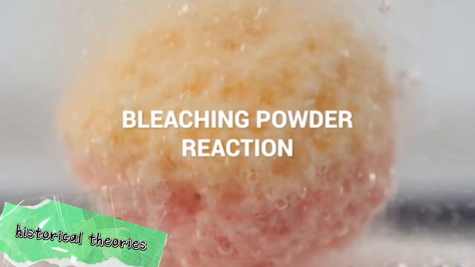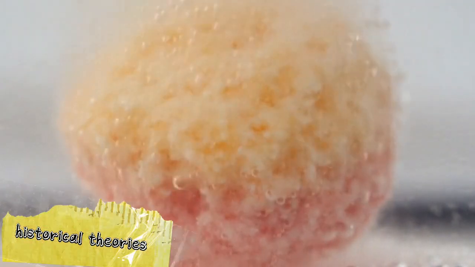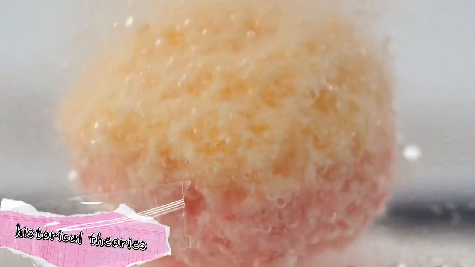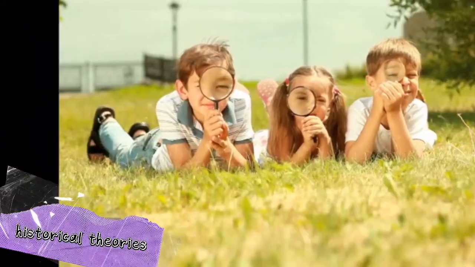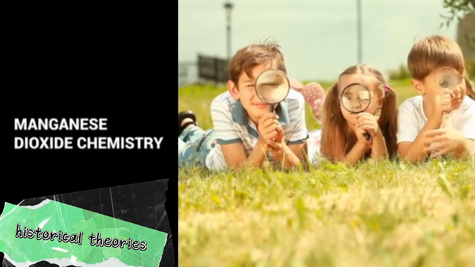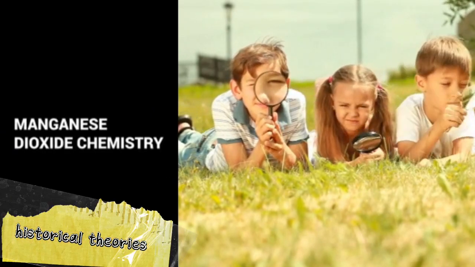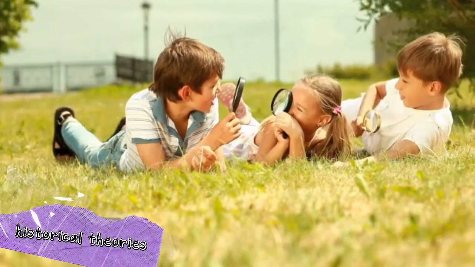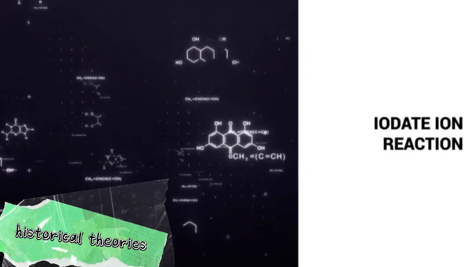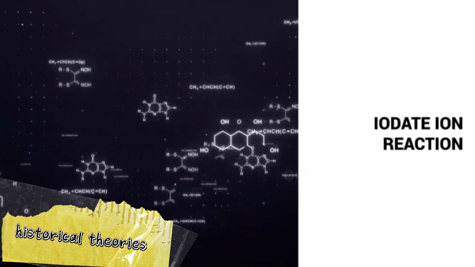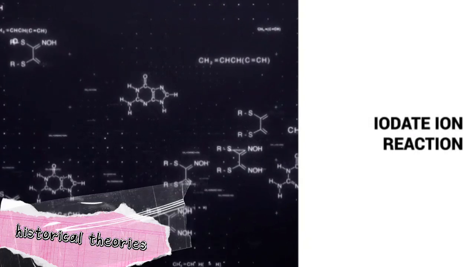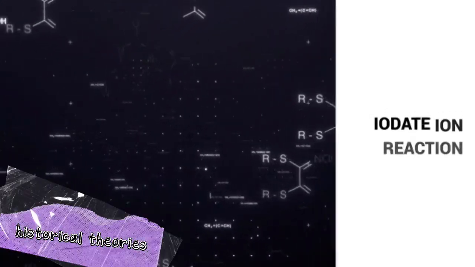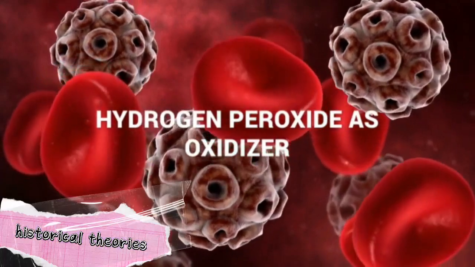8. CaOCl2, bleaching powder: CaOCl2 plus H2O plus 2KI gives Ca(OH)2 plus I2 plus 2KCl. 9. MnO2 plus 4HCl concentrated gives MnCl2 plus Cl2 plus 2H2O. 10. IO3-: IO3- plus 5I- plus 6H+ gives 3I2 plus 3H2O.